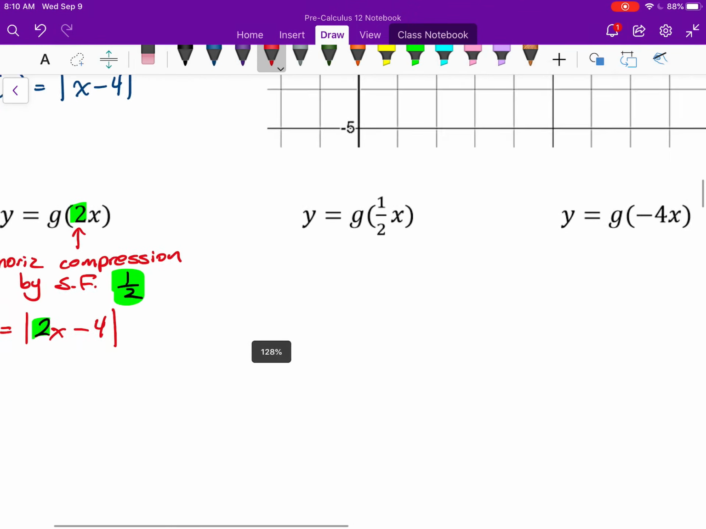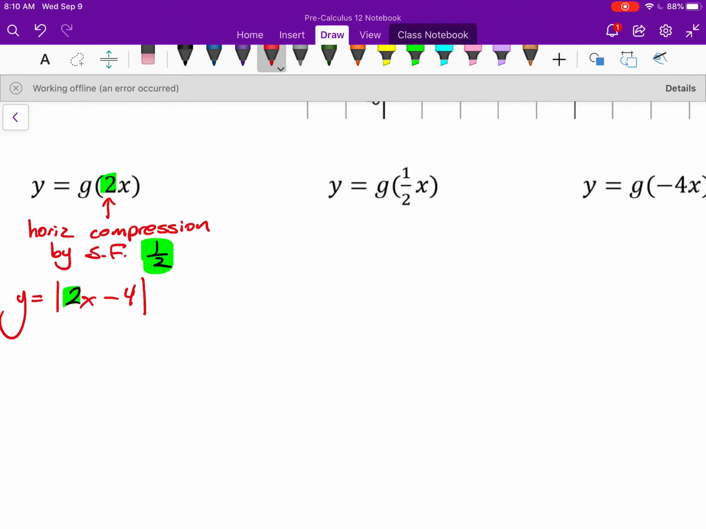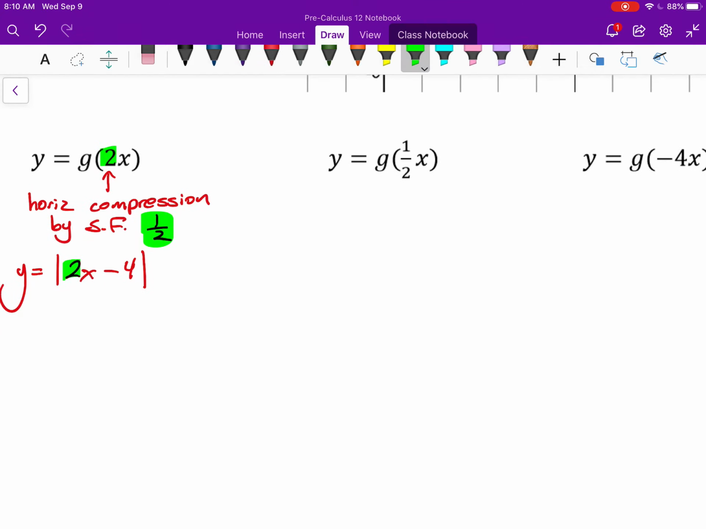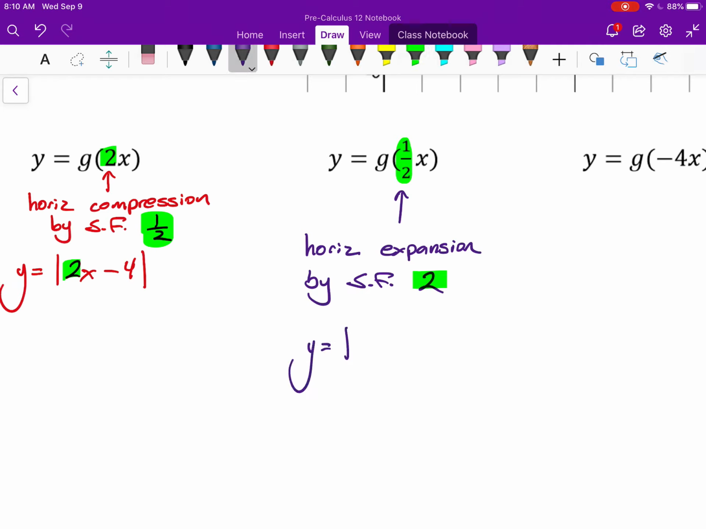All right, so for this one, I have not a 2 inside, I have 1/2. And so perhaps you can guess that this is going to be a horizontal expansion by a scale factor of not 1/2, but the reciprocal of a half, which is 2. And chances are this is what you would have guessed for the previous one. And so the equation for this is y equals the absolute value of 1/2 x, take away 4, that's the equation.